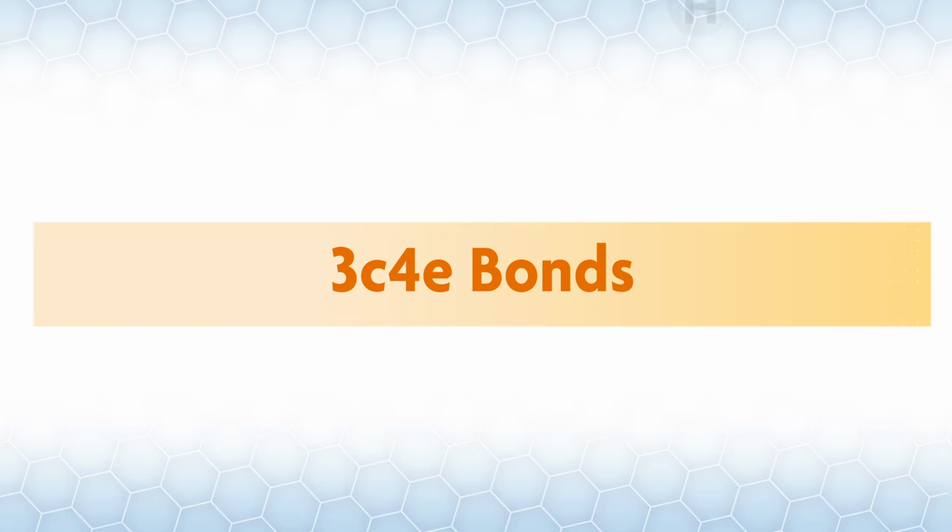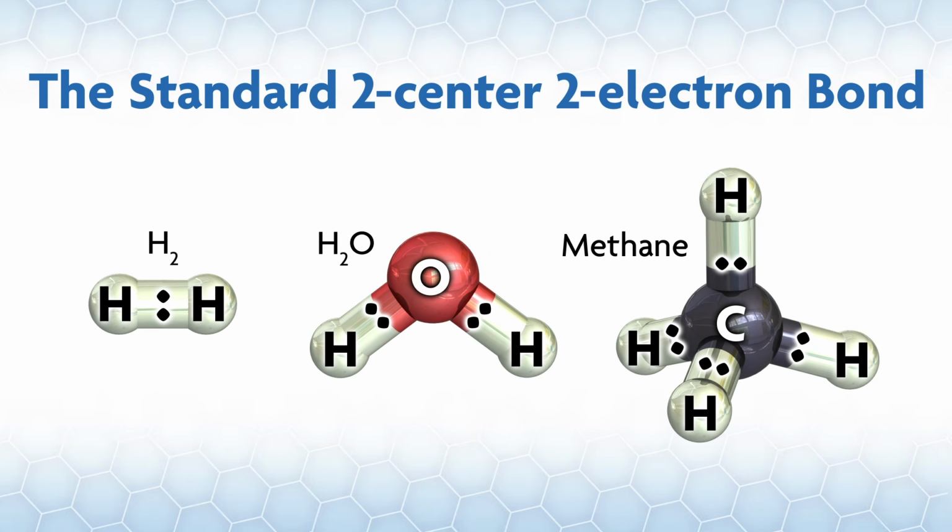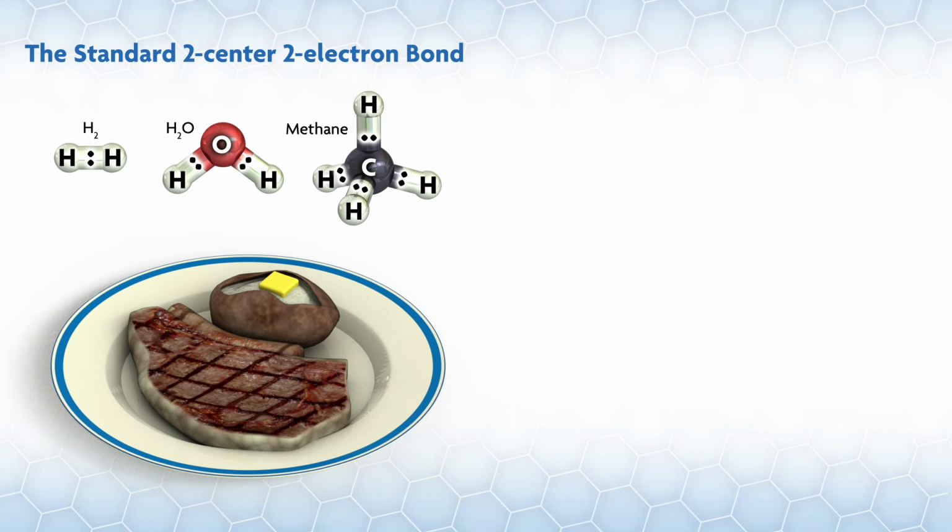The first bond you learn about are standard 2-center 2-electron bonds. This is the type of bond in H2, water, and methane where 2 electrons are shared by 2 atoms. These are the meat and potatoes of bonding that are everywhere, holding much of chemistry together.